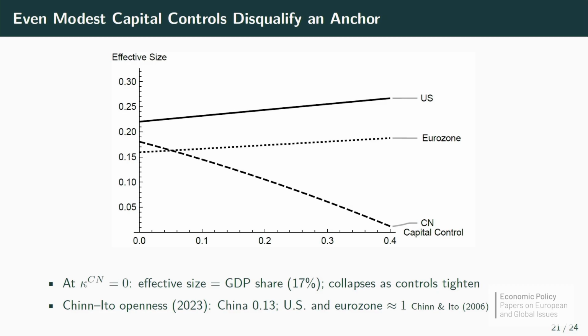And in particular, what we're showing here is that if we plot the effective size of China, how large China is, relative to some level of capital controls, very quickly, that's going to disqualify China as an anchor currency because the size of China is going to drop quite dramatically. The importance of China for the global economy drops quite quickly. At a fully open capital account, the effective size GDP share of China is at 17%, which is represented by this dot here. But as China increases capital controls, you can see this drop off.